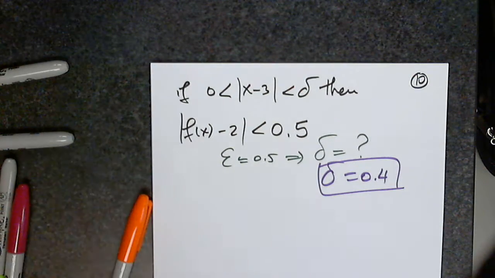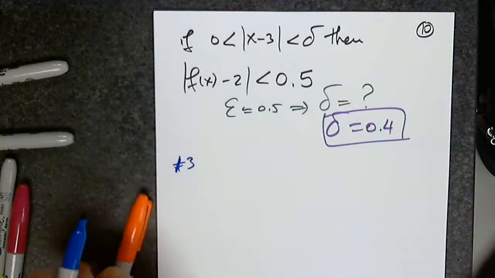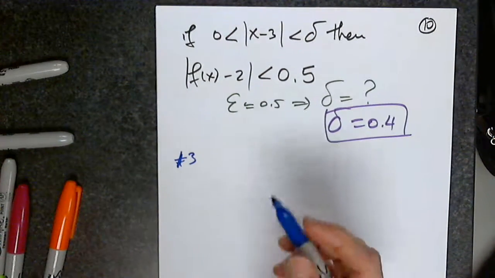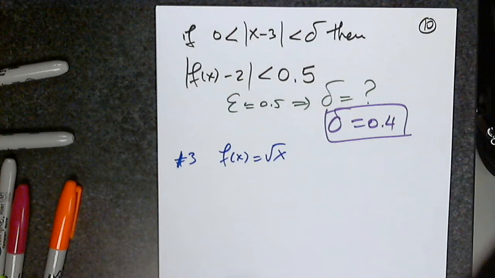So let's do then number 3, since you understand this very well, before we do another algebraic problem. So use a given graph of f of x, which is the square root of x, to find a number.